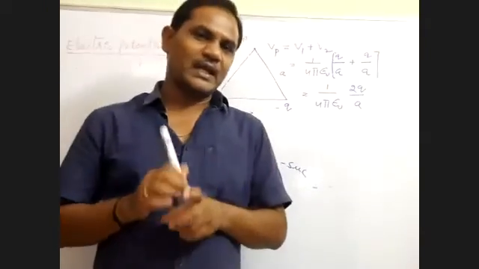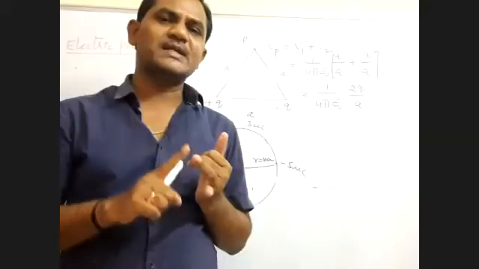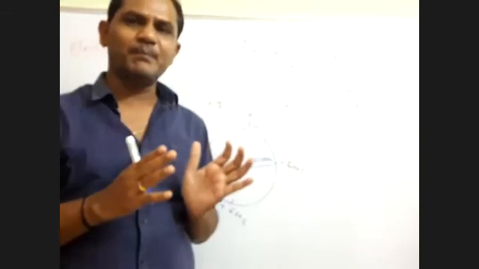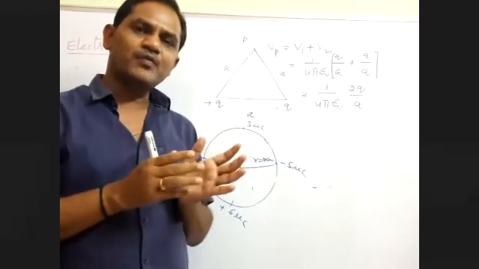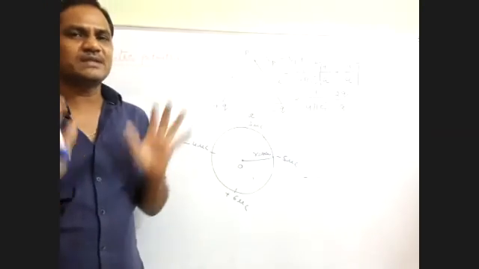Electric potential is a scalar. Don't confuse it with the electric field. To calculate the electric field strength, we have to consider the direction, but here you don't talk about the direction. Simply, the net potential is equal to the sum of the potentials due to the individual charges: V1 plus V2 plus V3 and so on. That's all. Just keep that point in your mind.